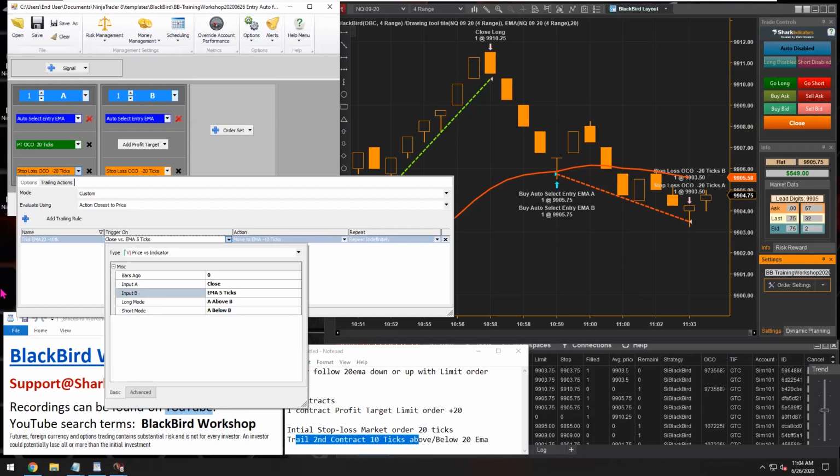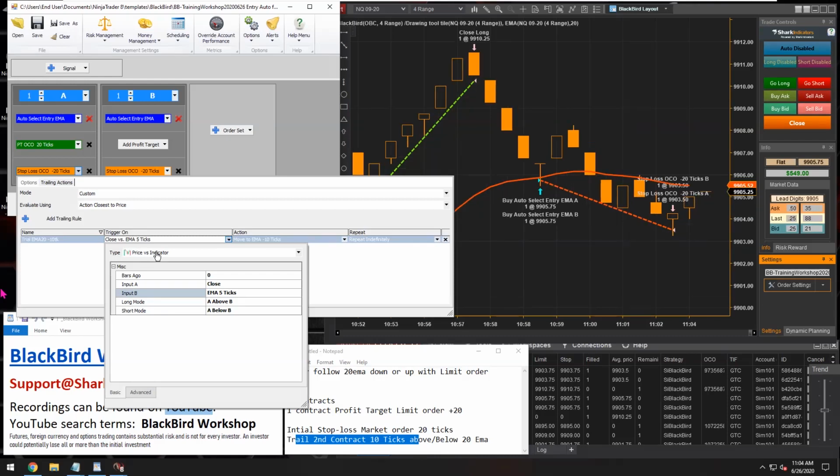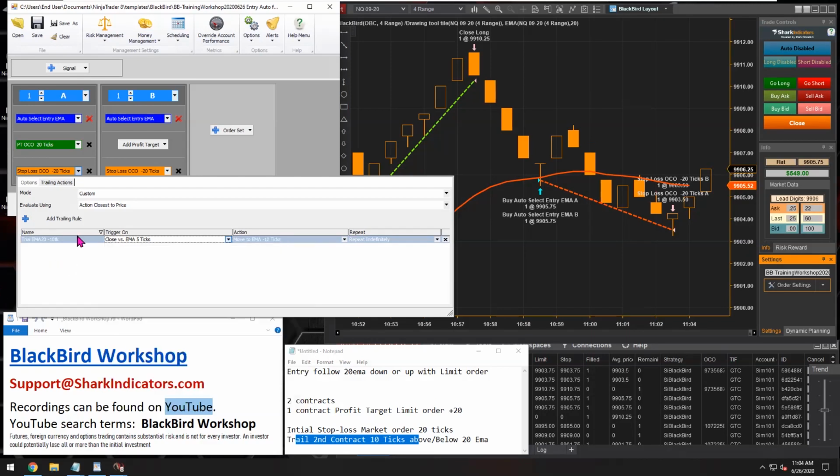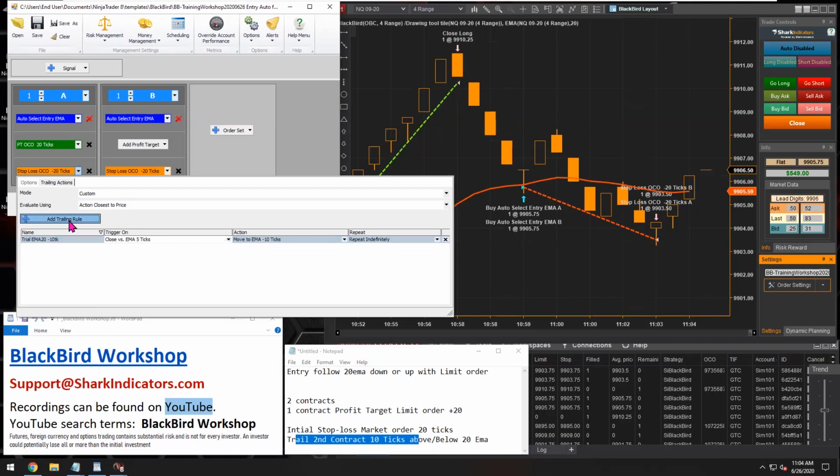All right, so David is asking, is there a way to close the trade if price closes above or below the EMA? Yes, you could use this same price versus indicator trigger condition to check whether the bar closes on the opposite side, or the wrong side, of the moving average, and then close out the trade if you wanted to. So to do that, let's add a trailing rule.